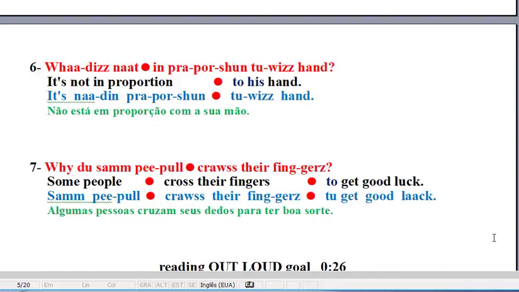Sentence 6. It's not in proportion to his hand. Question. What is not in proportion to his hand? It's not in proportion to his hand.